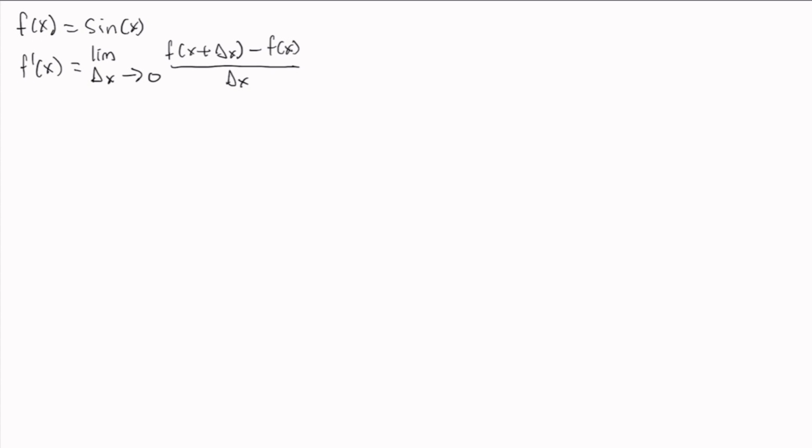So now we can just substitute this in for f of x. We know that f of x equals sine of x. We can rewrite it as the limit as delta x approaches 0 of sine of x plus delta x minus sine of x over delta x.